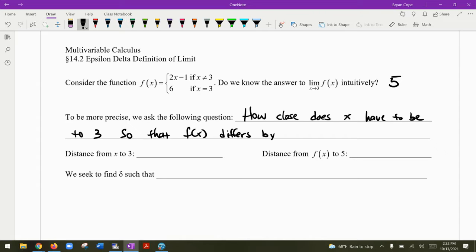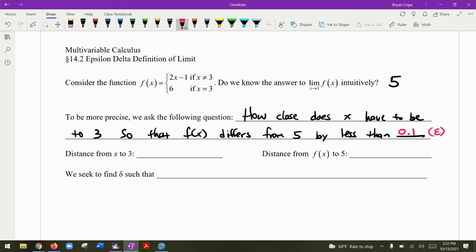Wait a second, I'm not getting that right. Differs from 5 by less than, and then I'm going to put a little blank there, and that's the epsilon. We're going to do it with a specific example to start, so I'm going to put 0.1 in that blank, but I want you to just put a little note that that's the Greek letter epsilon that we're referring to in the definition. So let's reread it. How close does x have to be to 3 so that f of x differs from 5 by less than 0.1? And we'll kind of outline what that's going to look like in a proof.